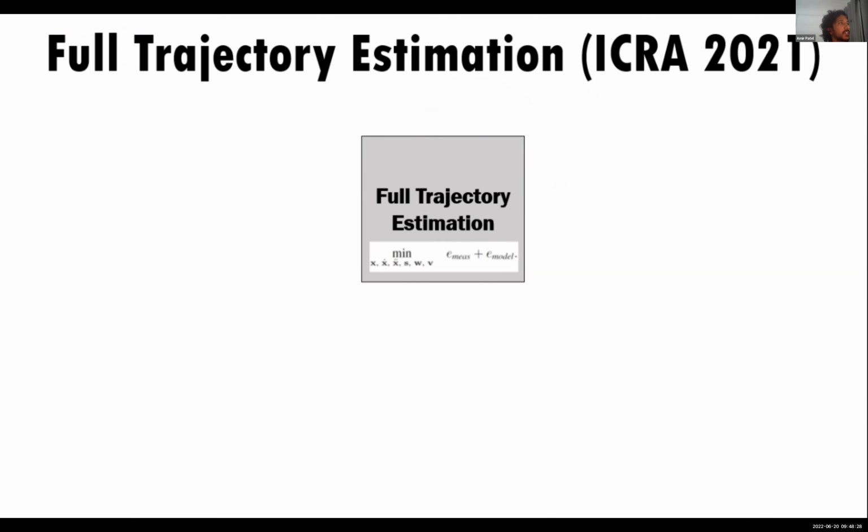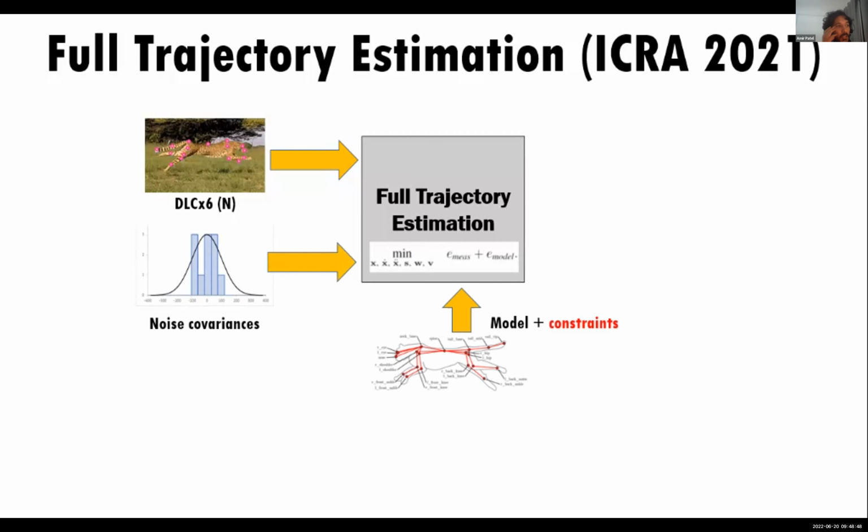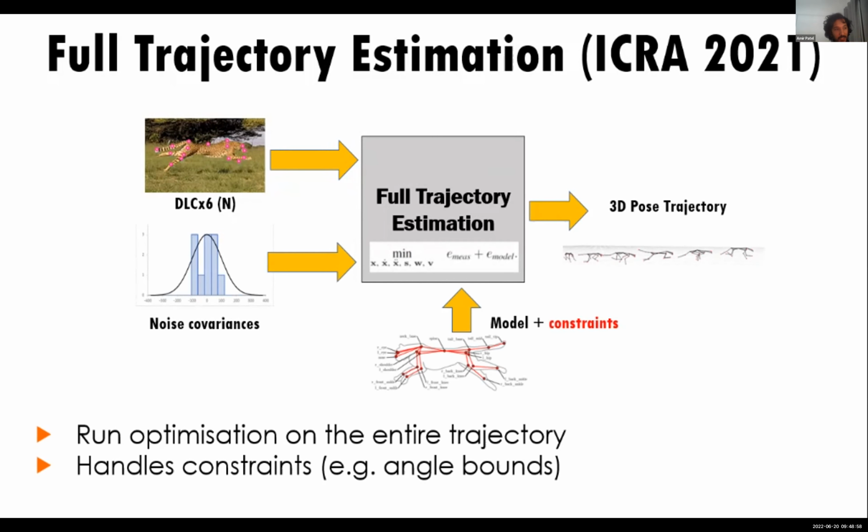So what we did was we extended this work and developed a new algorithm called full trajectory estimation, which we presented at ICRA last year. And how it works is we take 6 DLC labeled camera views. We calculate the noise covariances for each of them. We then take a model, so a kinematic model and constraints for the cheetah, and then we can reconstruct the 3D pose, and we can run this optimization on the entire trajectory simultaneously. And it's quite great because it handles all the constraints.